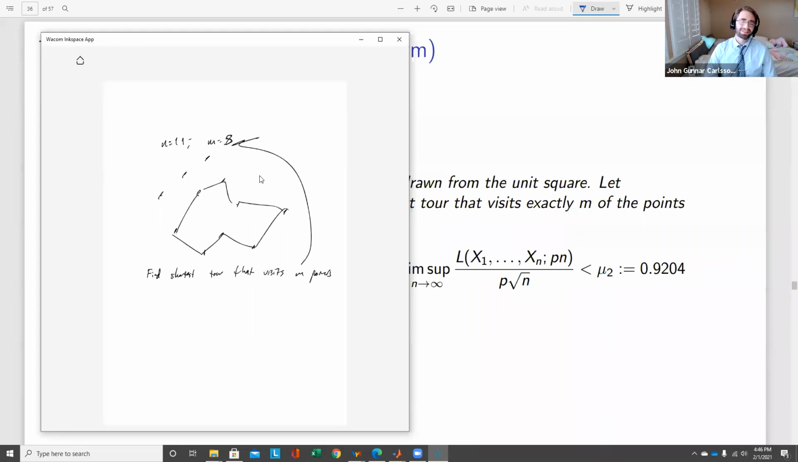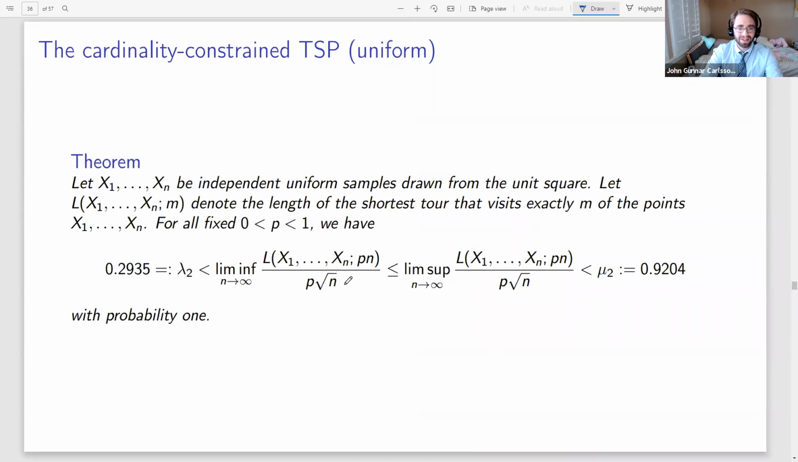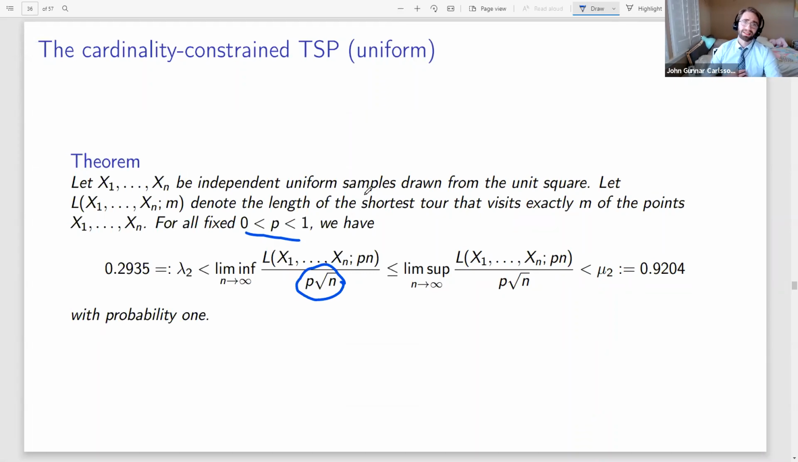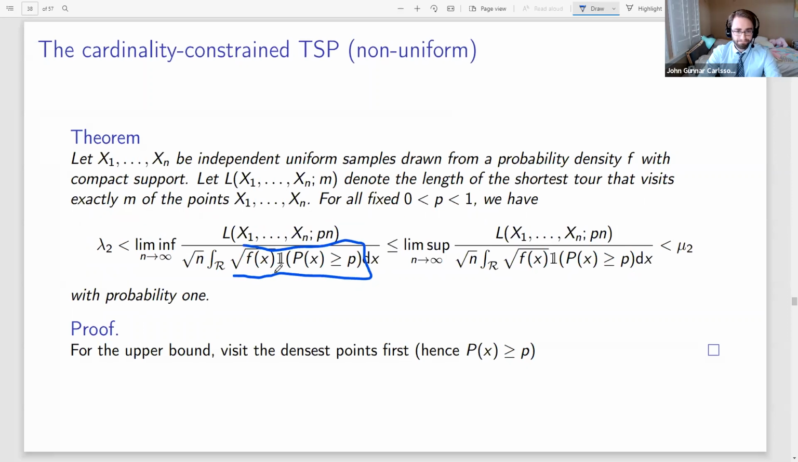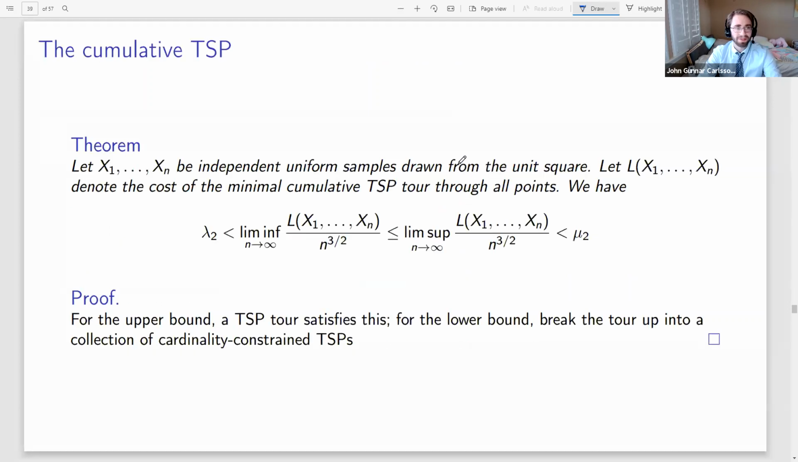So we said that's another one we should study, right? No one's done a Beardwood-Halton-Hammersley theorem for this, and this seems like a useful problem. So we did that as well. And we have the convergence result here. The way we cast it is we said, assume that you have a fixed fraction of points that you have to visit. Assume that you have to visit a quarter of the points or something like that, and then look at the scaling. We found that the scaling looks like square root of n times whatever that fraction is, which is not so surprising. We also did this for the non-uniform case, and you just end up looking at the square root of the distribution then times an indicator function there, which we thought was kind of nice.